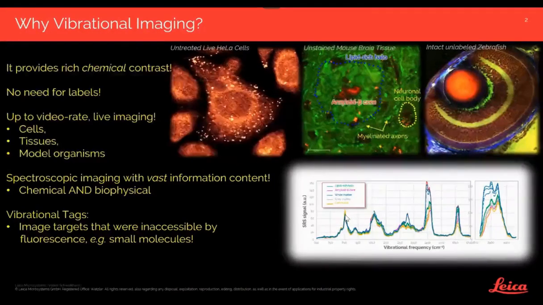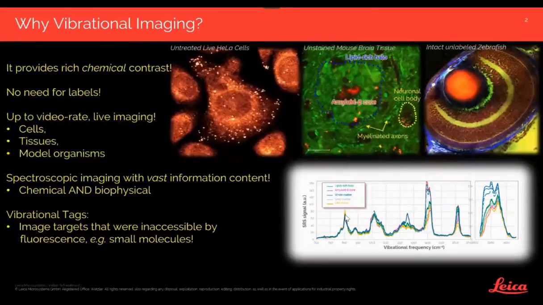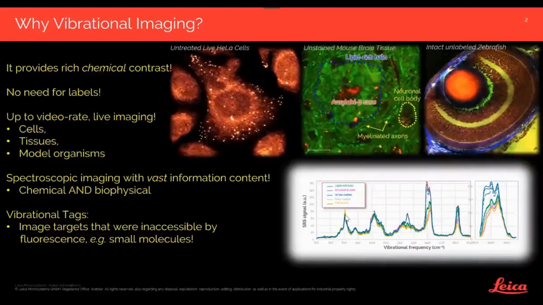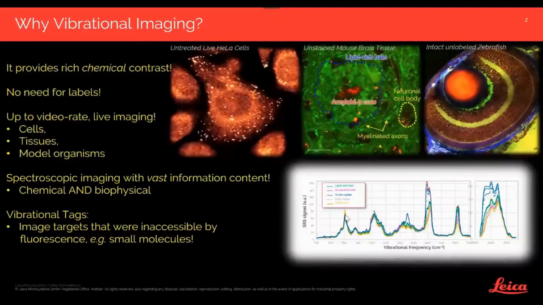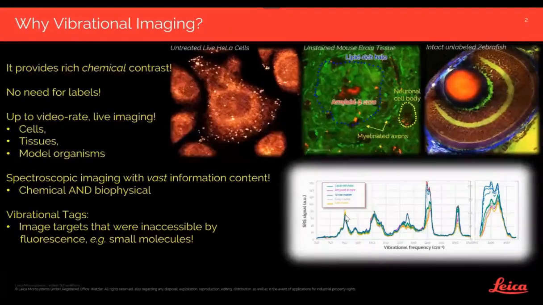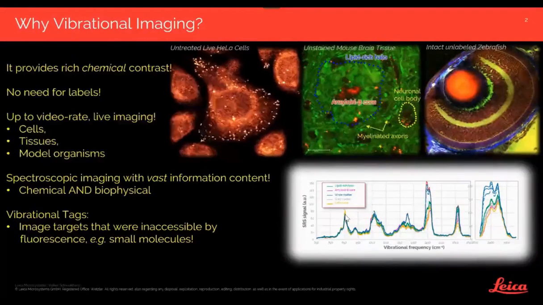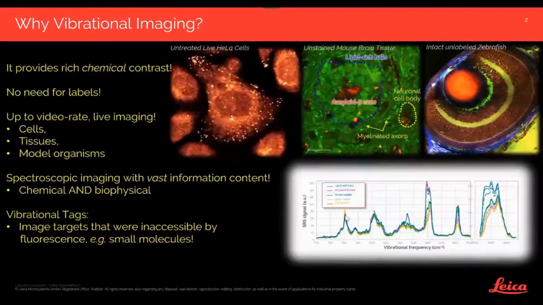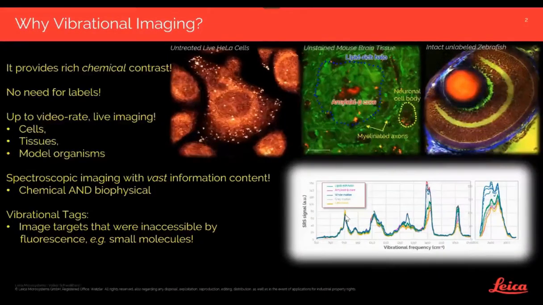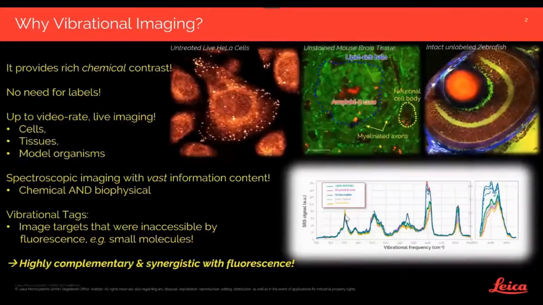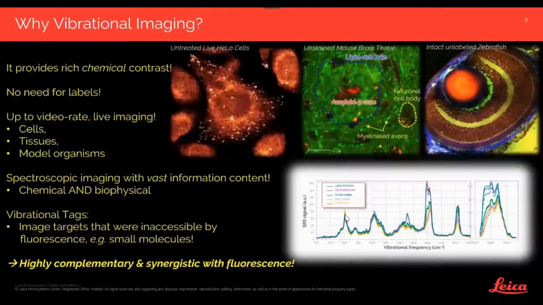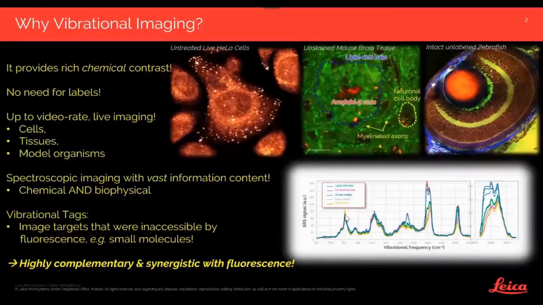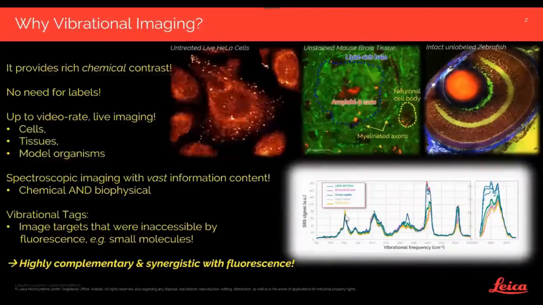In addition to what I just talked about, there are exciting new applications of vibrational imaging coming up that make use of vibrational tags that allow you to image targets that were inaccessible by fluorescence in previous approaches, such as small molecules that are simply very hard to visualize using fluorescent approaches. And so overall, I would say this is an entirely new approach to do imaging that is highly complementary and can be very synergistic with fluorescence microscopy.